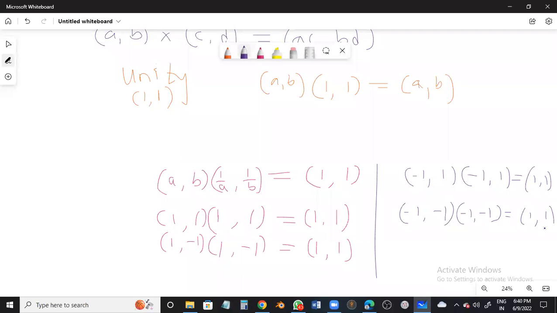So what are the unit elements here? Only (1, 1), (1, -1), (-1, 1), and (-1, -1). Only 4 elements are invertible, and so you call them unit elements. Followed? Okay.